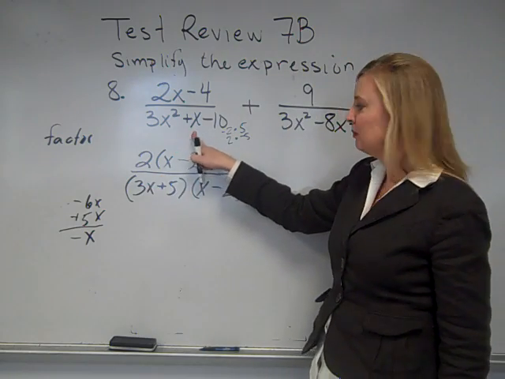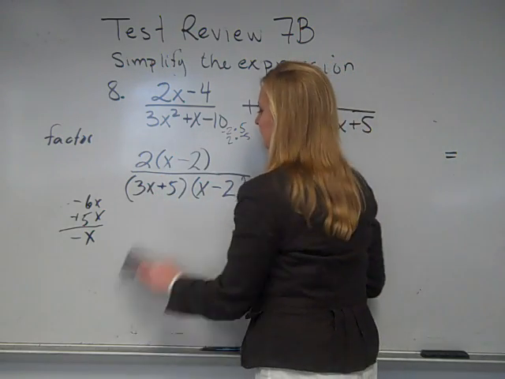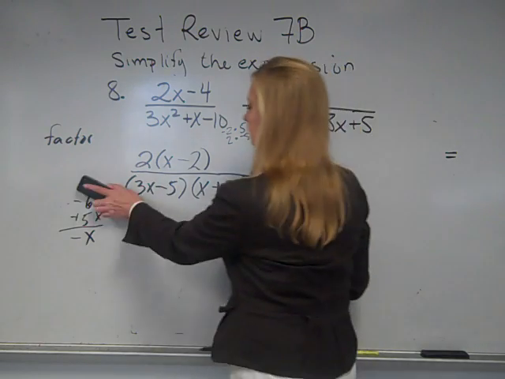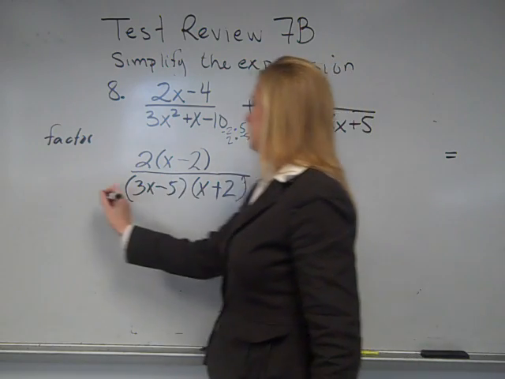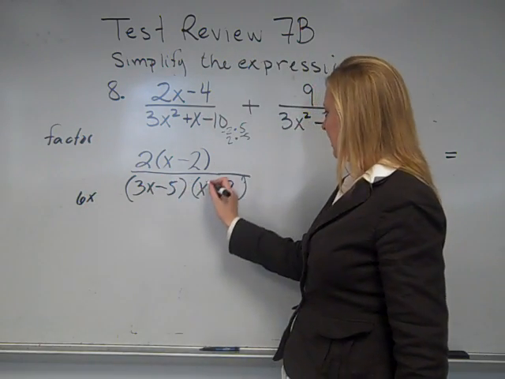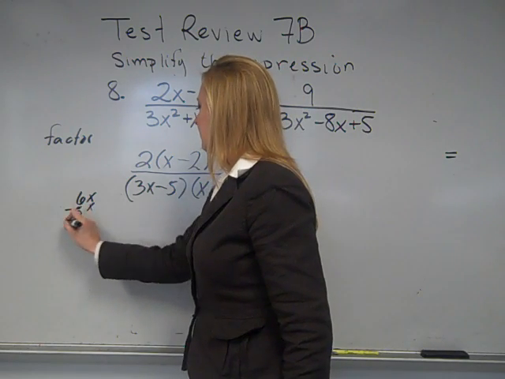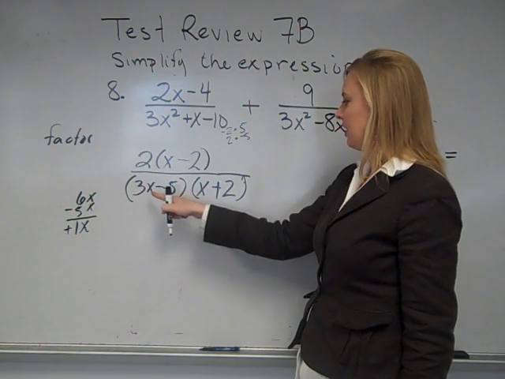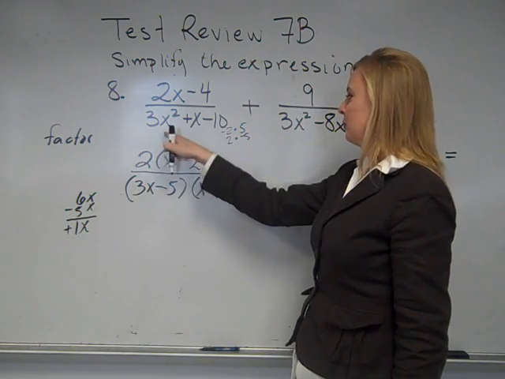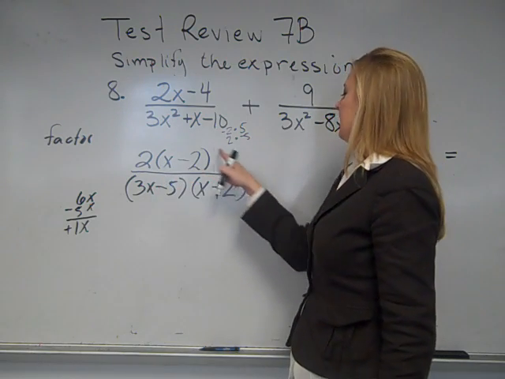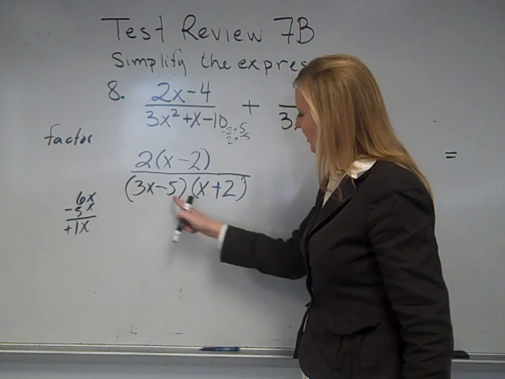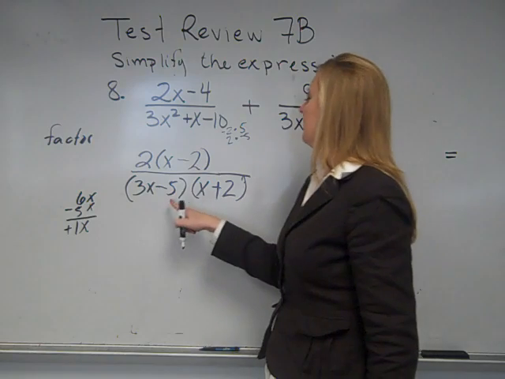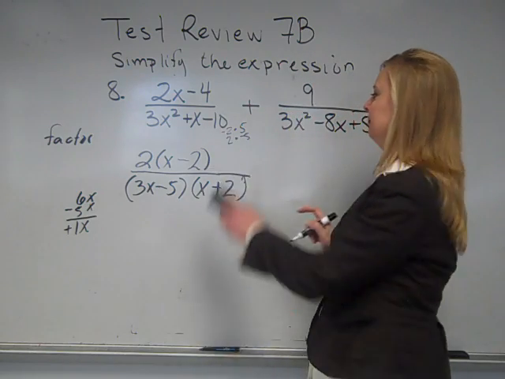I want a positive x, which means I need to switch my signs. Let's check. 3x times 2 would be 6x. Negative 5 times x would be negative 5x. It adds up to 1x, positive. Yes, it's a match. Let's double check. 3x times x, 3x squared. 3x times 2 is 6x. x times negative 5 is negative 5x. Combined, positive 1x. Negative 5 times 2, negative 10.